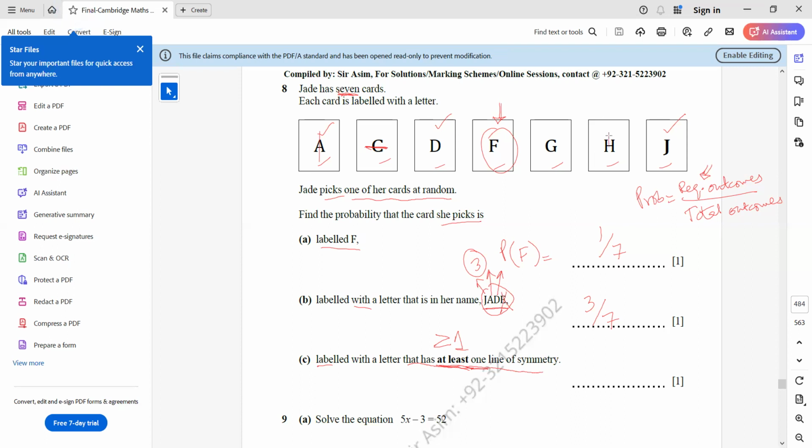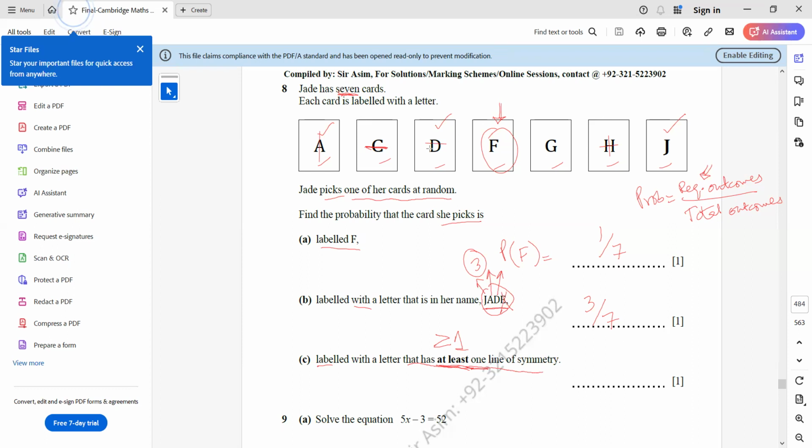For H, we can have this one line of symmetry. Even if you pierce it from the middle, it has got two lines of symmetry. Then for D, you can have one line of symmetry. So 1, 2, 3, 4. 4 are there, the letters which have got lines of symmetries.